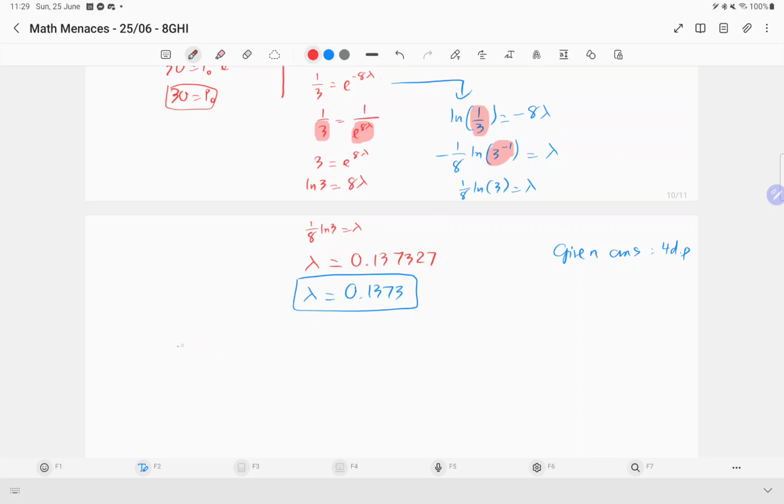However, when you use lambda in the equation, p equals, you use the longer one. So 30e to the power negative 0.137327t. Can you work this out? I don't know my calculator. Yeah.